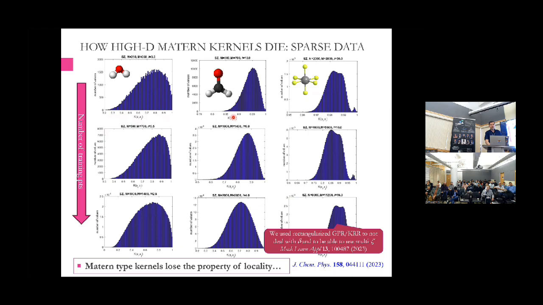As you increase the dimensionality of these values, the minimum values in this distribution become higher and higher. For the uranium hexafluoride, there is no locality. So the property of locality of the Matérn type kernel has been lost because of sufficiently high dimensionality of the space and low dimensionality of the data, low density of the data.